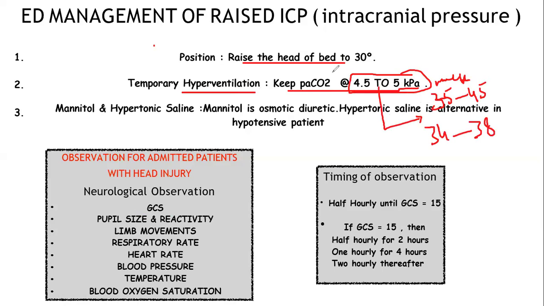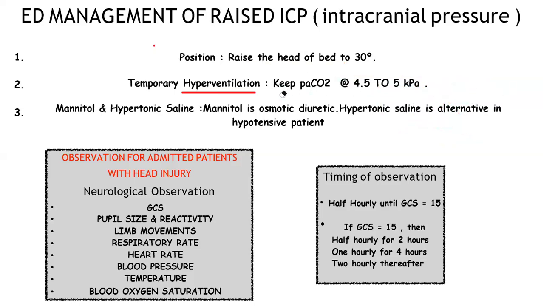What does it mean? That you have to keep the PCO2 at the lower normal limit, right? Do not deteriorate the physiology of the body by doing hyperventilation aggressively. Just keep the PCO2 at the lower normal limit. You can give mannitol and hypertonic saline depending upon the blood pressure of the patient, right?